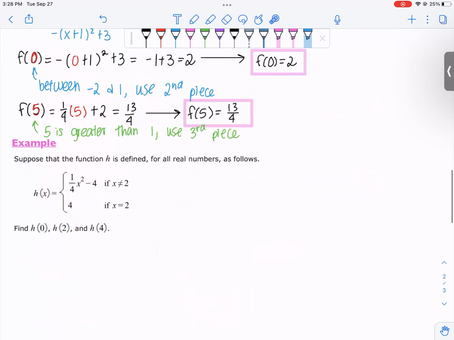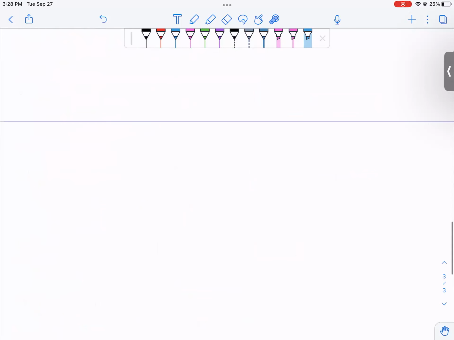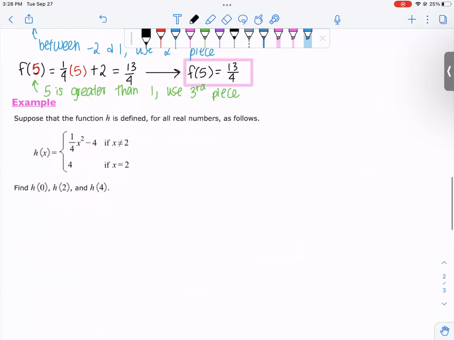All right, let's do more. I think this is my last example here. Pause the video, by the way, if you want to try this one out for yourself. This one's a little bit interesting, right? It uses a little bit of a different notation. We're going to find h of 0.